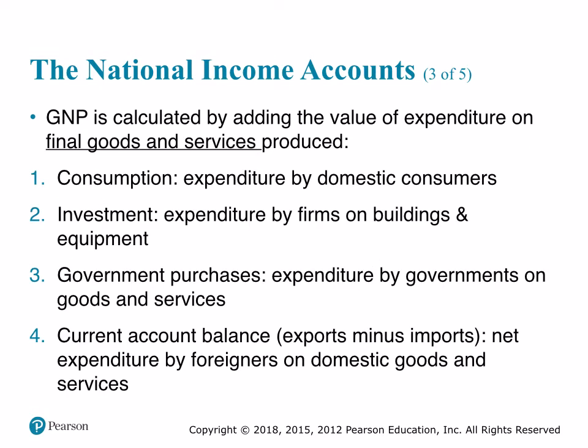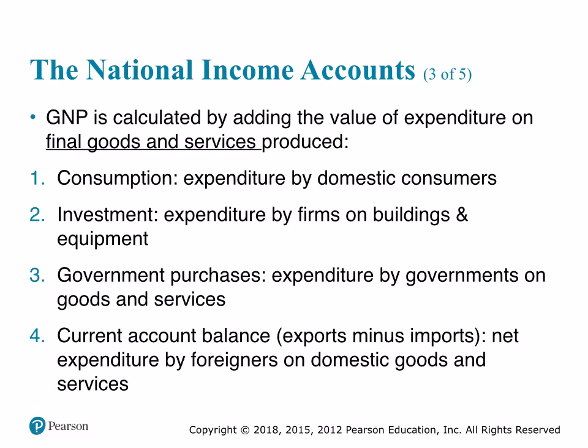The national income accounts has four major components: consumption, investment, government purchases, and the current account balance. So it's very important to know these four major components of the national income accounts. And these are the four major components of GNP, in other words. Okay? So GNP has these four major components.